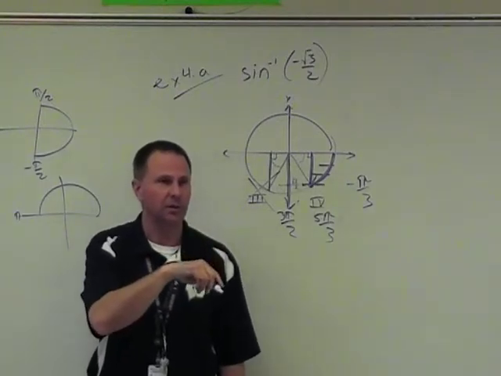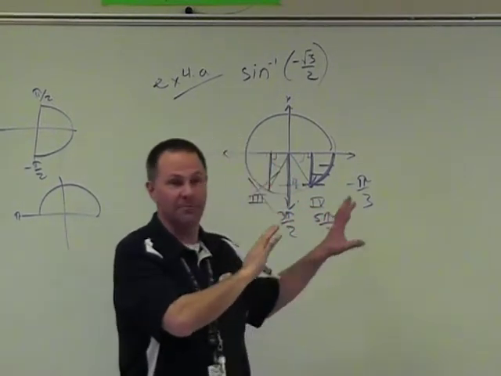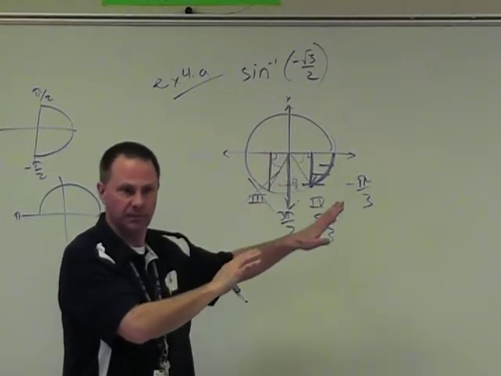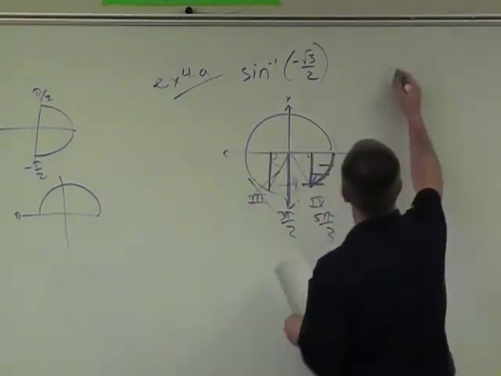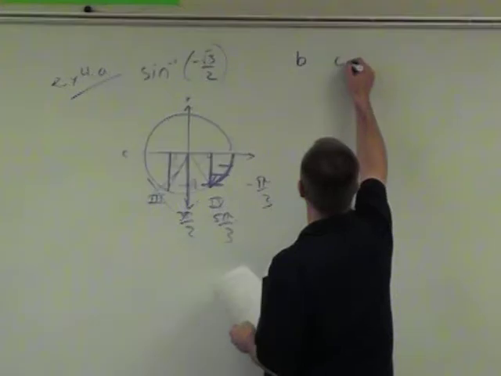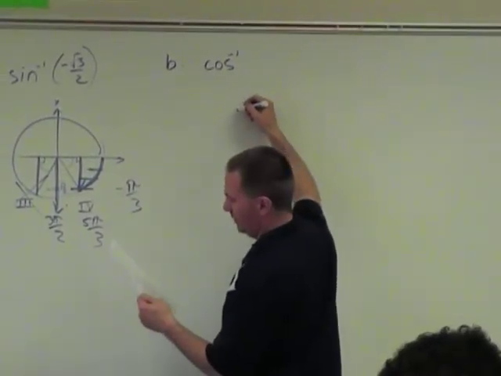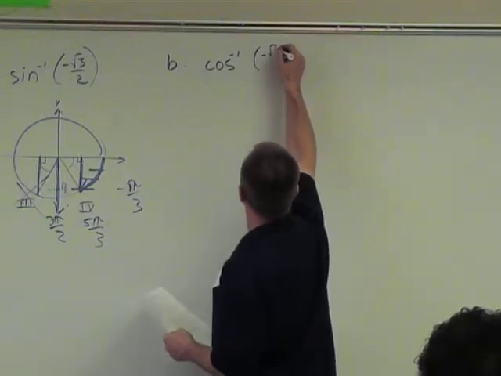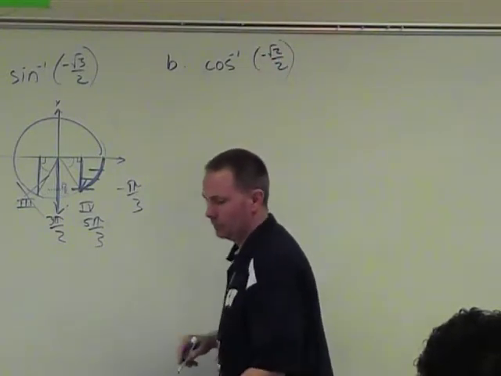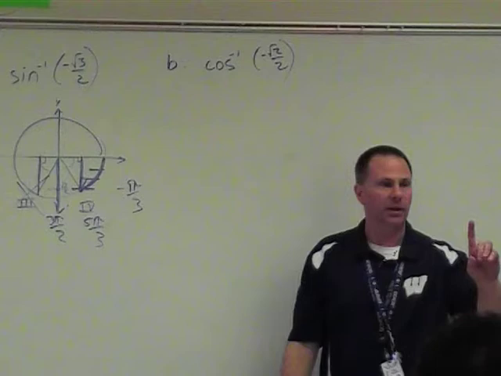Let's do some more. I've got 5 more that do the same thing. I think you'll catch on. So part B, we're going to do the cosine and the tangent. The arc cosine of negative radical 2 over 2.